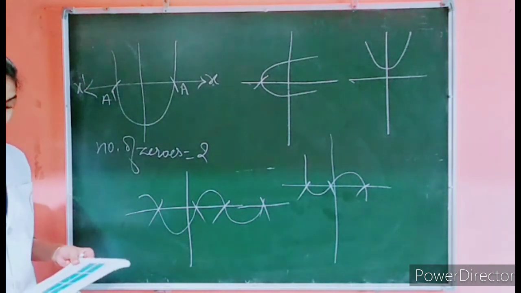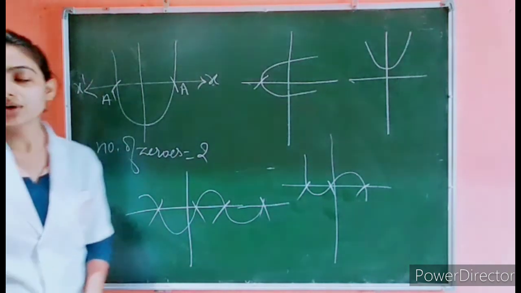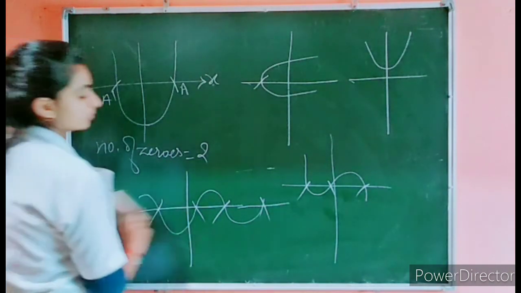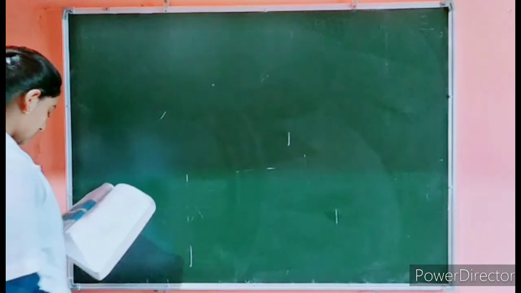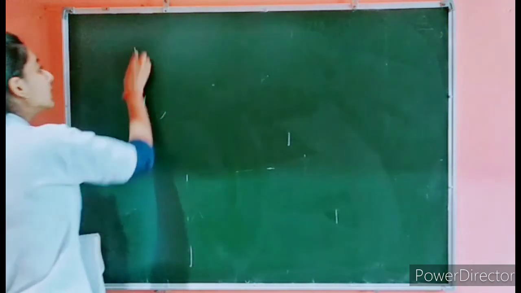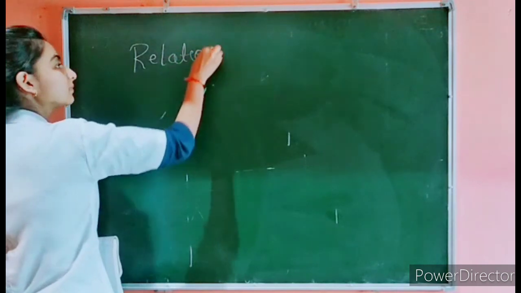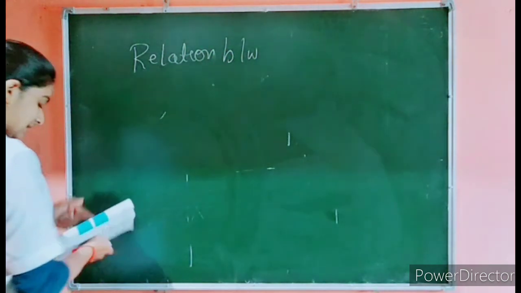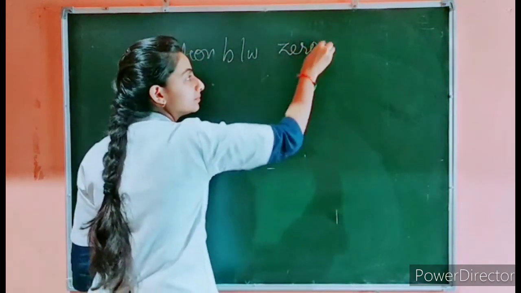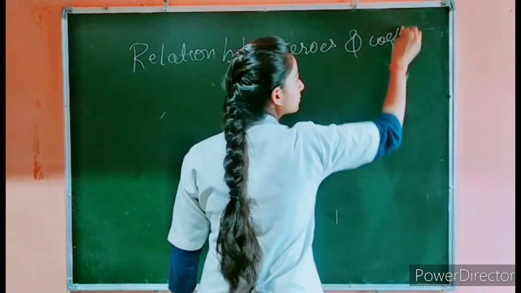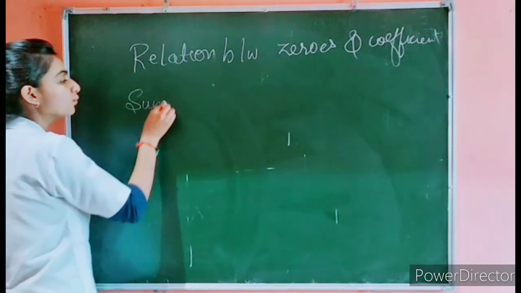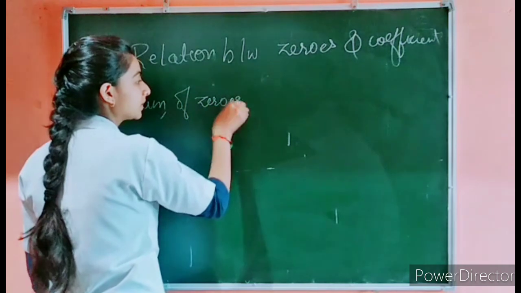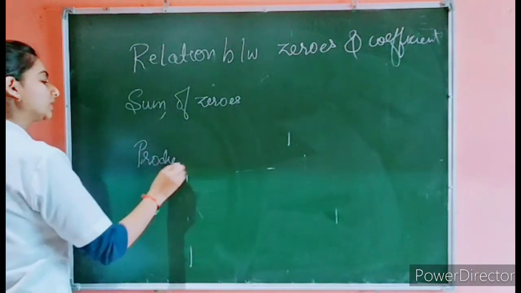Now our next topic is the relationship between zeros and coefficients of a polynomial. We have discussed what zeros are. Now the relation between zeros and coefficients. Now we will represent the sum of zeros and the product of zeros.